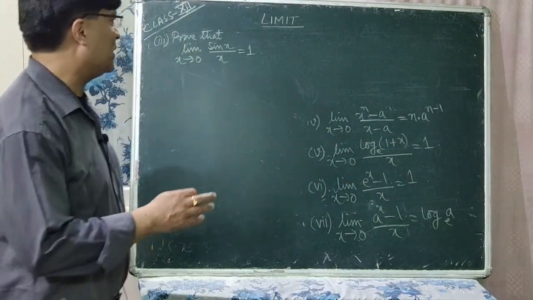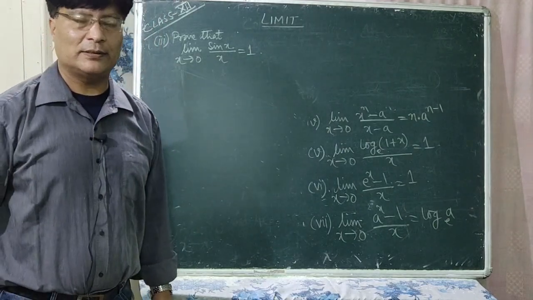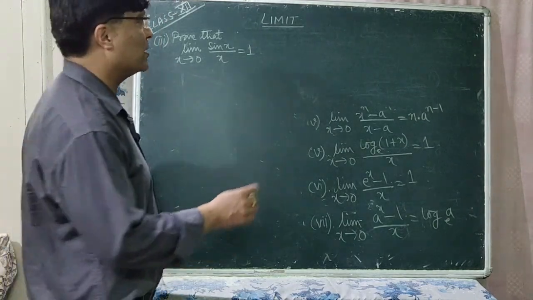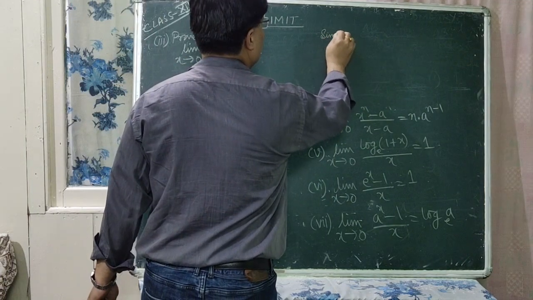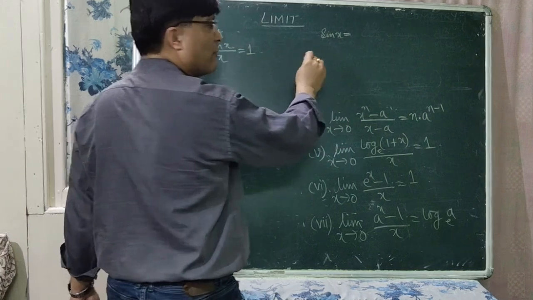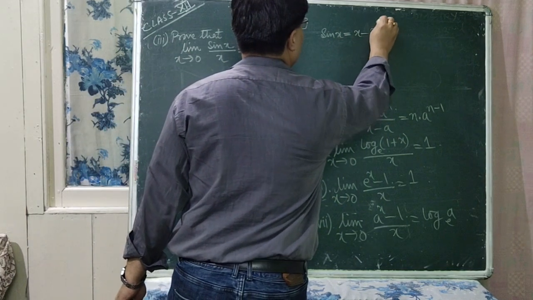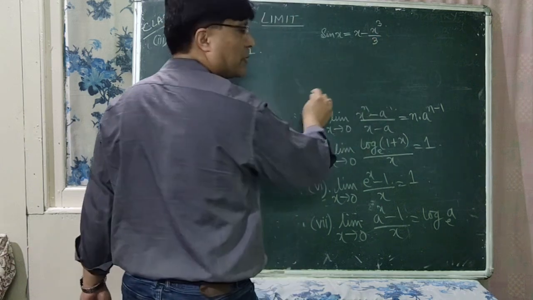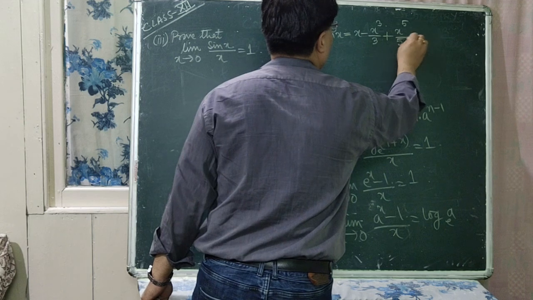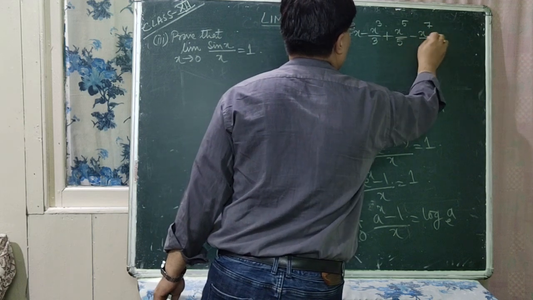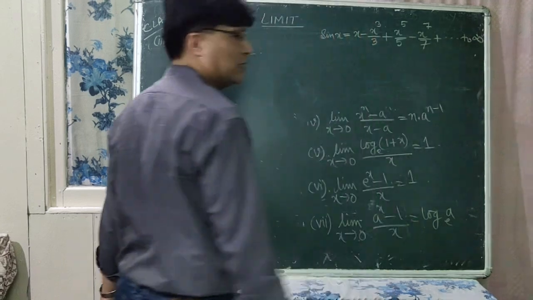Actually, we haven't done the series of sine x yet, so you should know this formula for sine x. Sine x is a series actually. That is, sine x is equal to x minus x cubed by 3 plus x to the power 5 by 5 minus x to the power 7 by 7 plus dot dot dot, it goes up to infinity.